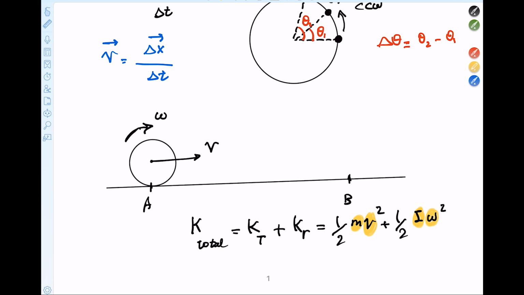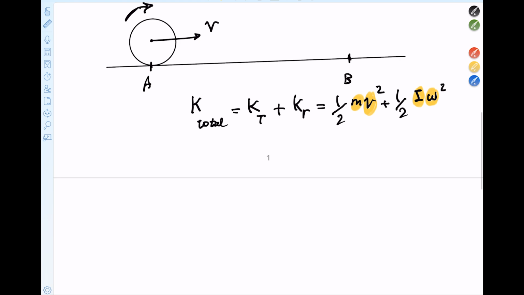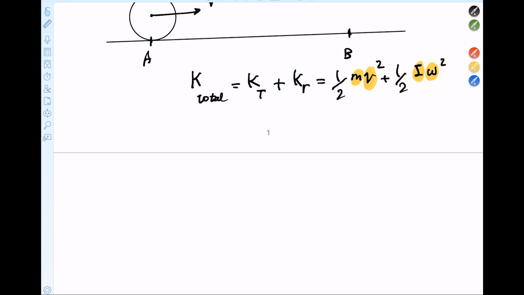Because not only does the object move from point A to point B, but it rotates as it moves. So it rotates going from point A to point B. The last formula that I want you to remember before we dive deeper into the definitions and other stuff is that omega is related to velocity, okay?